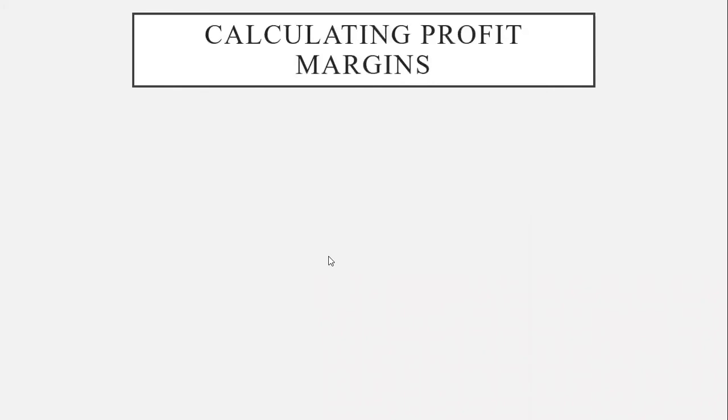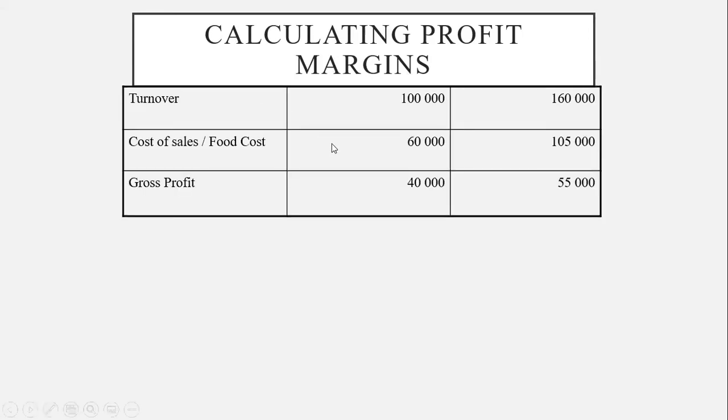Okay, now we're going to talk about how to calculate gross profit margins in a little bit more detail. So here are another two examples that I want you to do. In this case, this is month 1 and this is month 2. Your turnover in month 1 is 100,000. Your cost of sales is 60,000, and then your gross profit is 40,000. So that's what's left after you've taken your cost of sales.